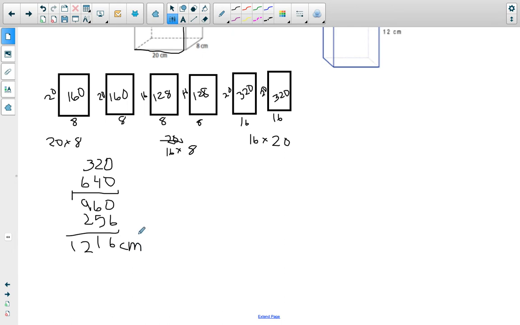Centimeters squared. Again, I'd probably circle it or something so I know that's my final answer. Hope that's making sense. Let's look at a couple triangles.